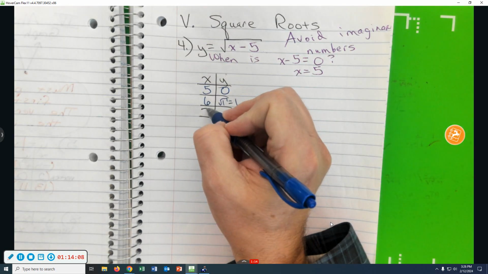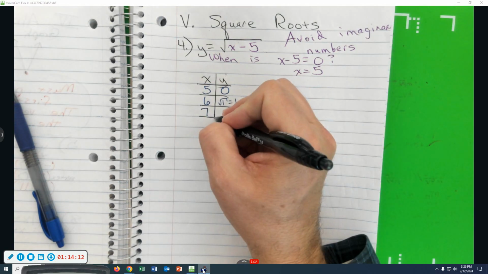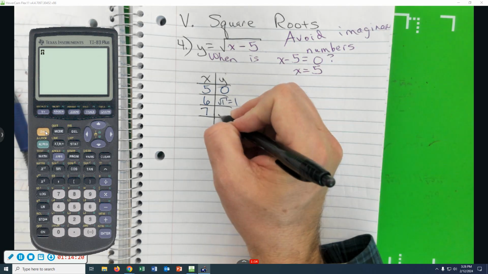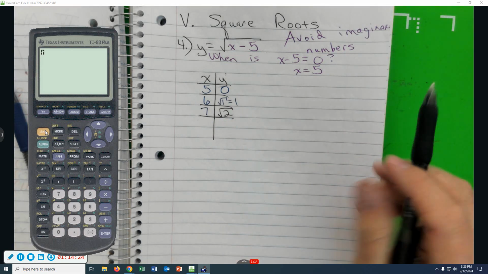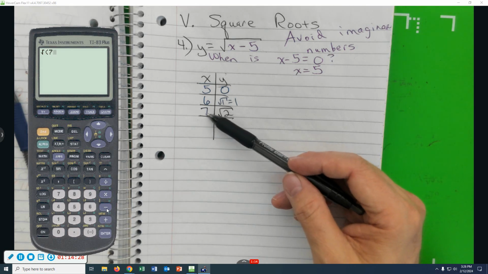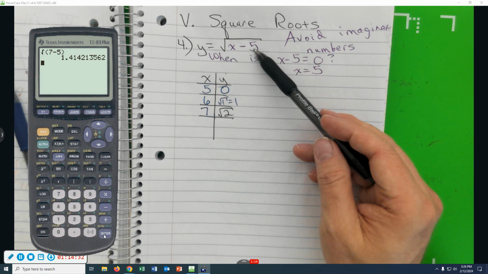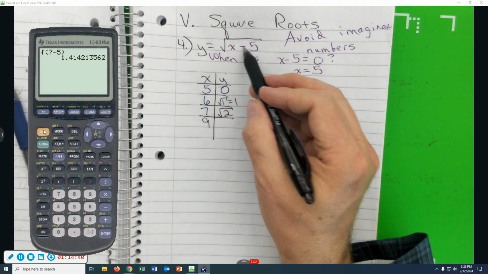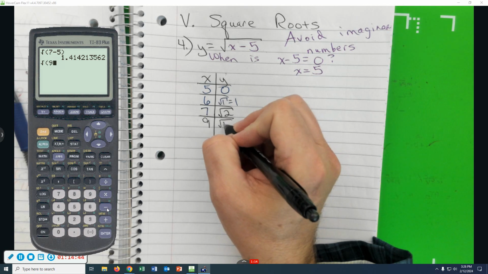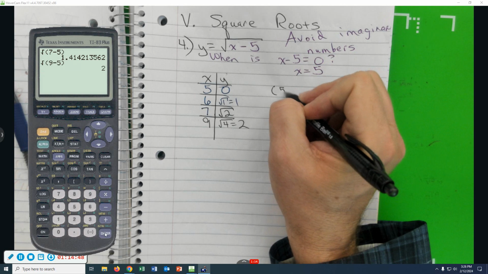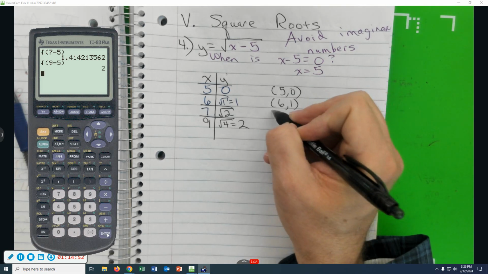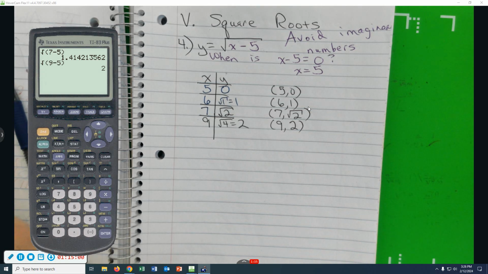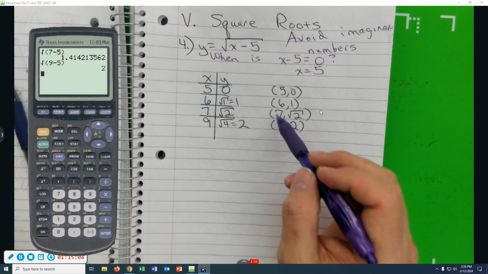We could plug in a 7. It wouldn't give us a nice number, though. If we plug in 7, 7 minus 5 is 2, so we have the square root of 2. That's about 1.4. Since we're choosing the numbers ourselves, how about plugging in numbers that'll give us perfect squares? Like 8 minus 5, that's a 3. The square root of 3 isn't a perfect square. Try 9. 9 minus 5 is 4. What's the square root of 4? 2. So we now have the ordered pairs (5, 0), (6, 1), (7, square root of 2, about 1.4), and (9, 2). I don't think I even need the 7, so I'm just going to ignore it.